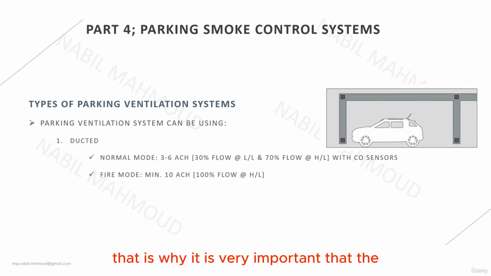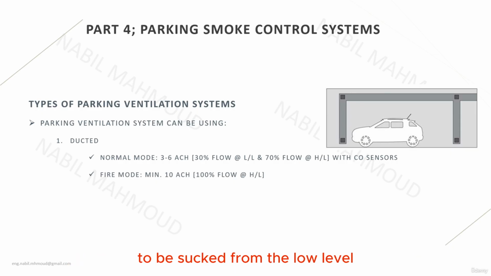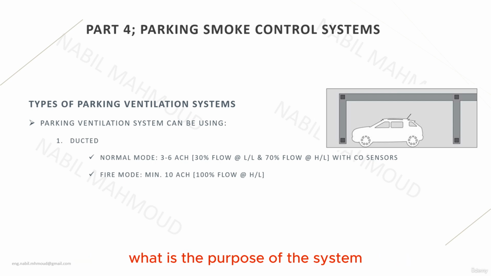That is why it is very important that the grills at the low level have motorized dampers that automatically close this low level branch in the event of fire detection. Because if this low level branch is active during a fire scenario, it will suck the smoke from both low level and high level. And what will happen if you suck the smoke which is at high level from a low level? You will force the smoke to drop down and descend to be sucked from the low level. And by doing this, you will achieve the opposite of the purpose of the system.